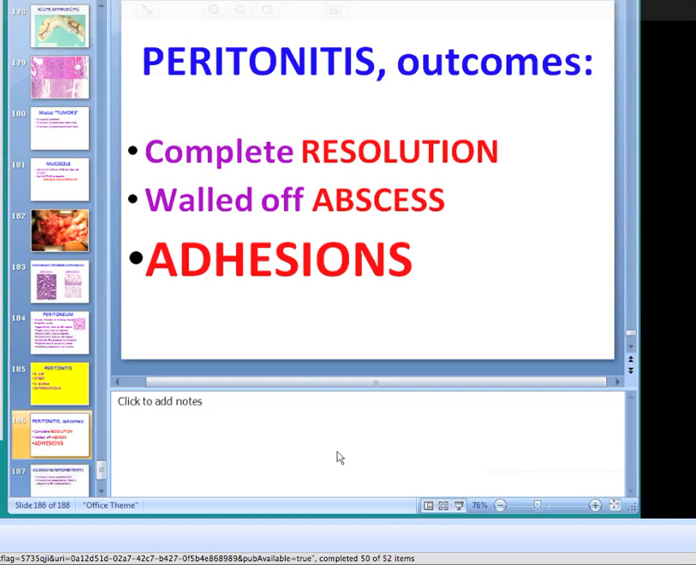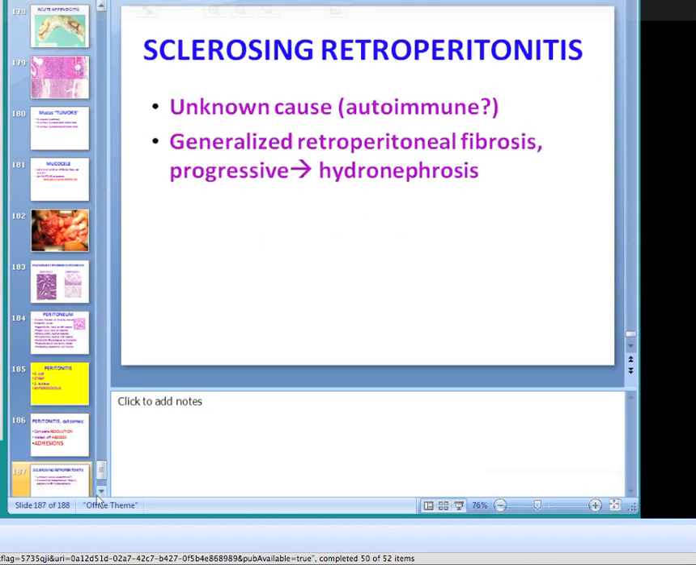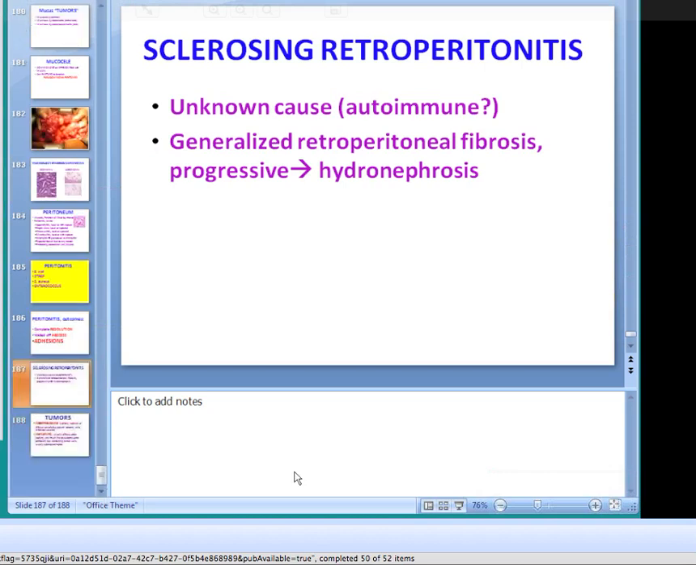What is the outcome of peritonitis clinically? Well, it could completely resolve, or it could result in a walled-off abscess where you have a localized pocket of pus and secondary fibrosis later going on. You can also have adhesions, you know, so peritonitis by itself is much more likely to cause some type of bowel adhesion rather than just completely resolve.